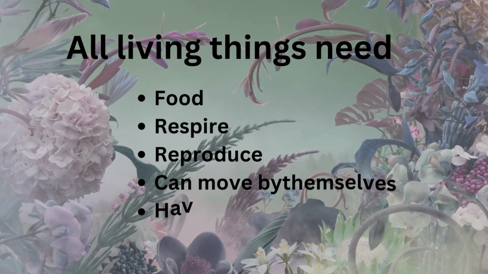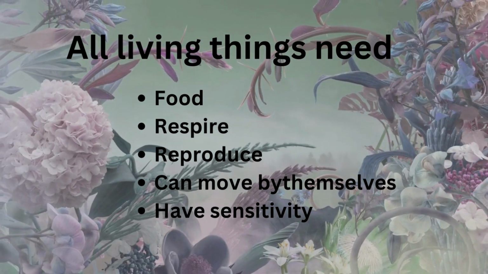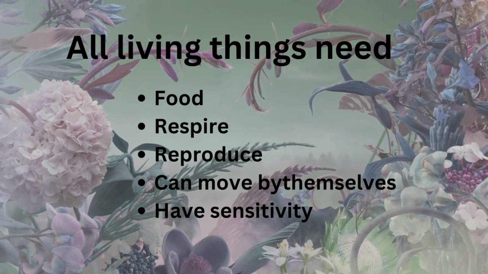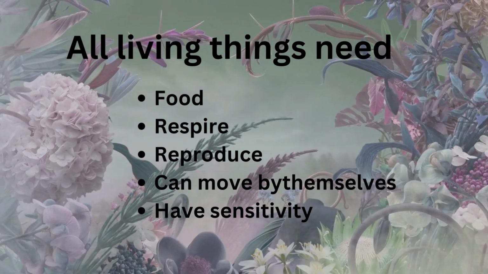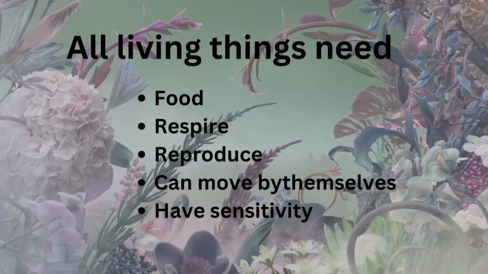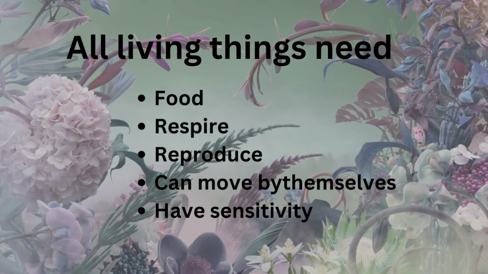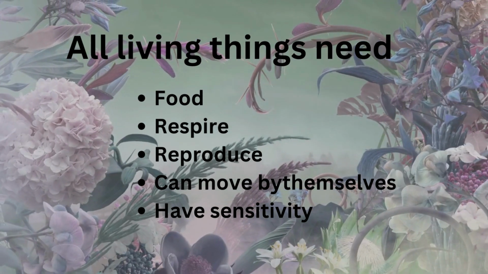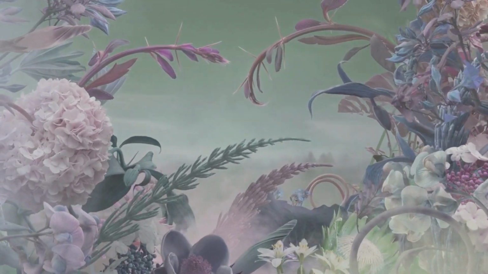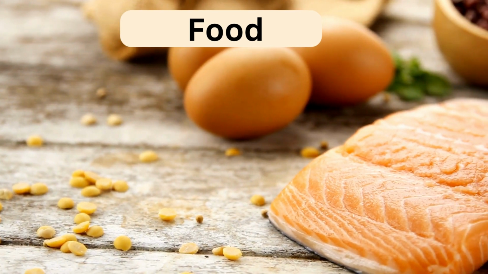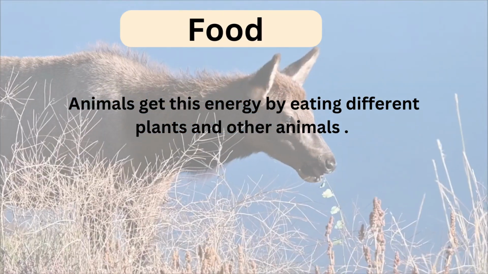Dear students, there is a variety of living things on the earth. What characteristics do all organisms or living things have that make them different from non-living things? Let's study these in detail. All living things need food, respire, reproduce, can move by themselves, and all living things have sensitivity. So, living things need food in order to perform their life processes.